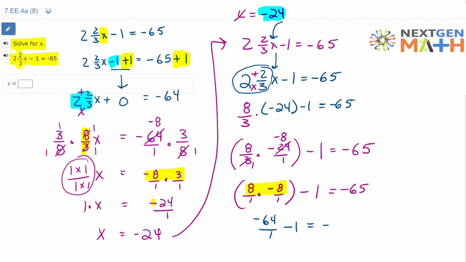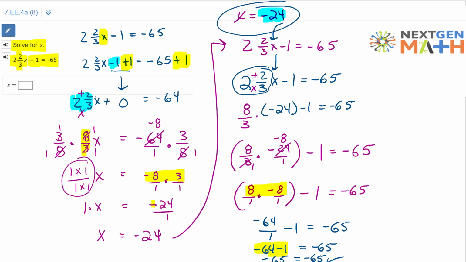And does that equal negative 65? Well, negative 64 over 1, that's the same thing as negative 64, minus 1 equals negative 65. Negative 64 minus 1, that does equal negative 65. So the left side does equal the right side. Guess what? That checks. That means that x equals negative 24. That is the way you can check to make sure that that answer is correct.